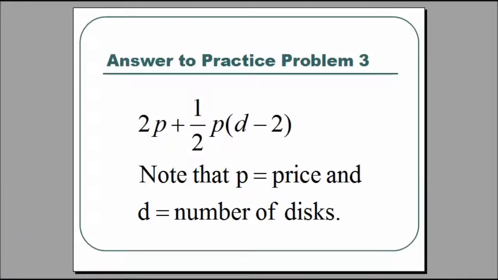The answer is 2p plus 1/2 p times D minus 2. Remember that P is price and D is the number of discs or CDs that she bought. She paid full price for the first 2, that's 2p, and then she paid half price for the remaining number of discs that she bought. And since she bought D discs altogether and 2 of them were full price, the number at half price was D minus 2.